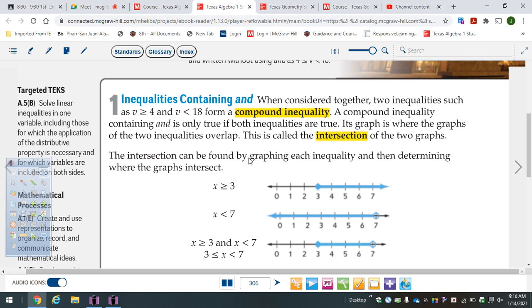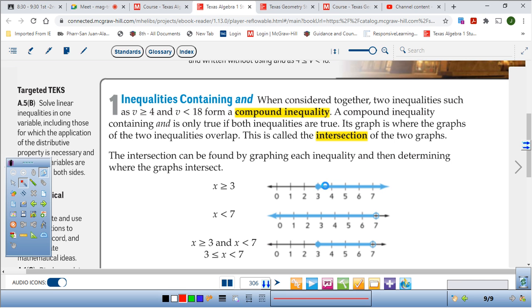So the intersection can be found by graphing each inequality and then determining where the graphs intersect. When it comes to this inequality, remember, variable on the left, shade to the right. This one here, shade to the left. No shaded-in circle here, I'm sorry. Now, where do they overlap?